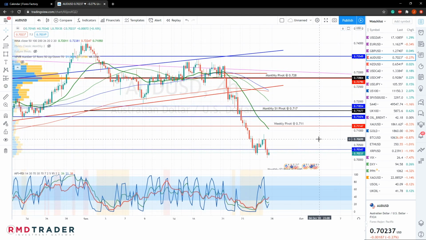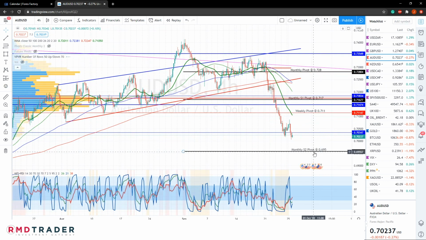And moving back to the 4-hour, considering all this bearish momentum, it feels very possible that price could head slightly lower towards this monthly ES2 pivot at 0.695, but it's also worth keeping a close eye on the current level as a pullback towards the weekly pivot at 0.711, and perhaps even slightly above that we have this major horizontal support line, which is now horizontal resistance.